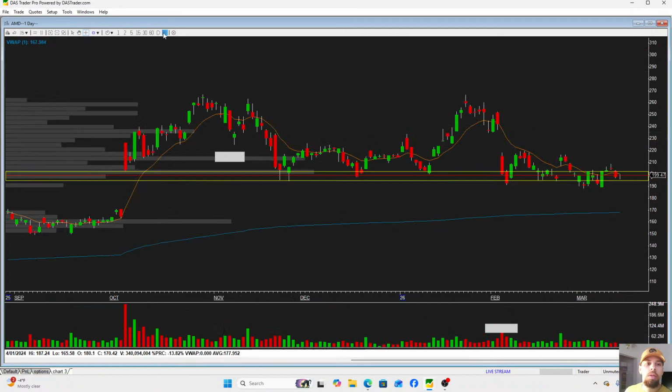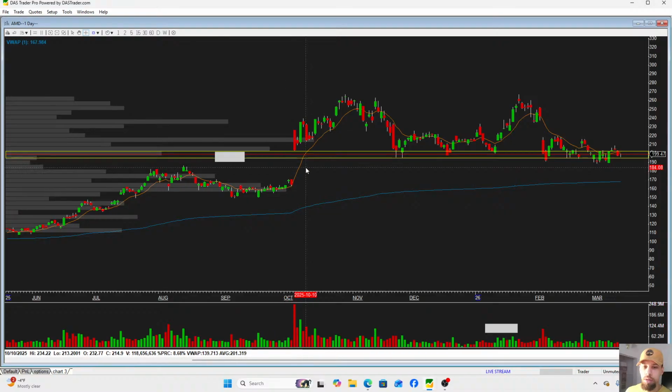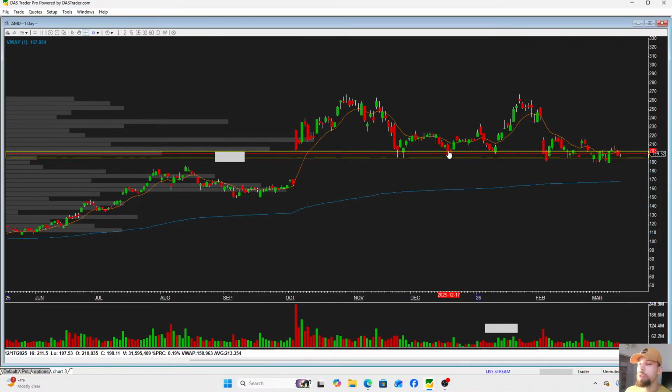So let's go to the daily here. Current price is 199, so there's going to be a lot of liquidity at the open for AMD since it's around 200. So it'll be interesting to see what AMD does at the open.